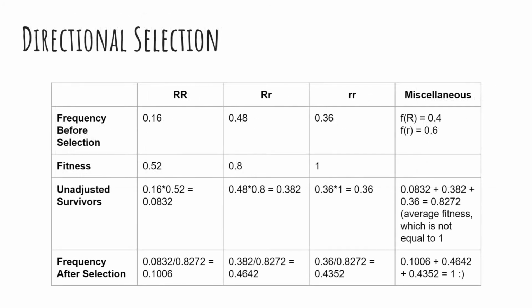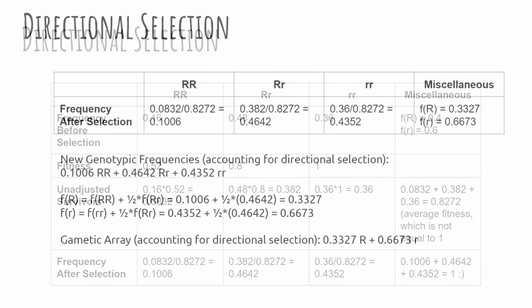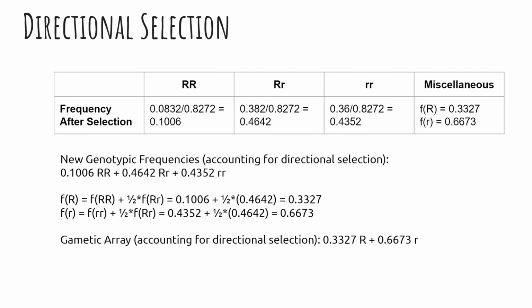In order to obtain our new genotypic frequencies, we first need to calculate the proportion of unadjusted survivors, which is proportional to the contribution of the genotype to the population while experiencing directional selection. Once this number has been calculated for each genotype as shown, we add them up to get our average fitness for the population. This number should not equal 1. And then we divide our unadjusted survivors' proportions by the average fitness to get our genotypic frequencies after selection. When we add up our new frequencies, we should get 1, as seen. We can now use the formula shown to calculate our allelic frequencies.